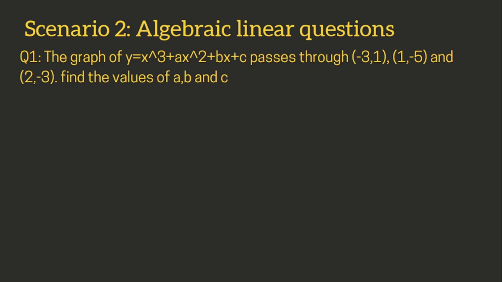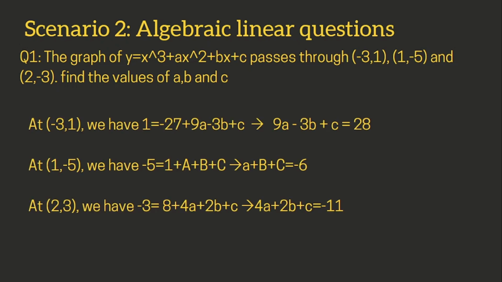So in this case, you can just substitute the values of x and y for each of the different coordinates. So when x is minus 3 and y equals 1, you pump that into the equation. You get the left hand side of y, and you get the right hand side of x. And so you'll get that equation.